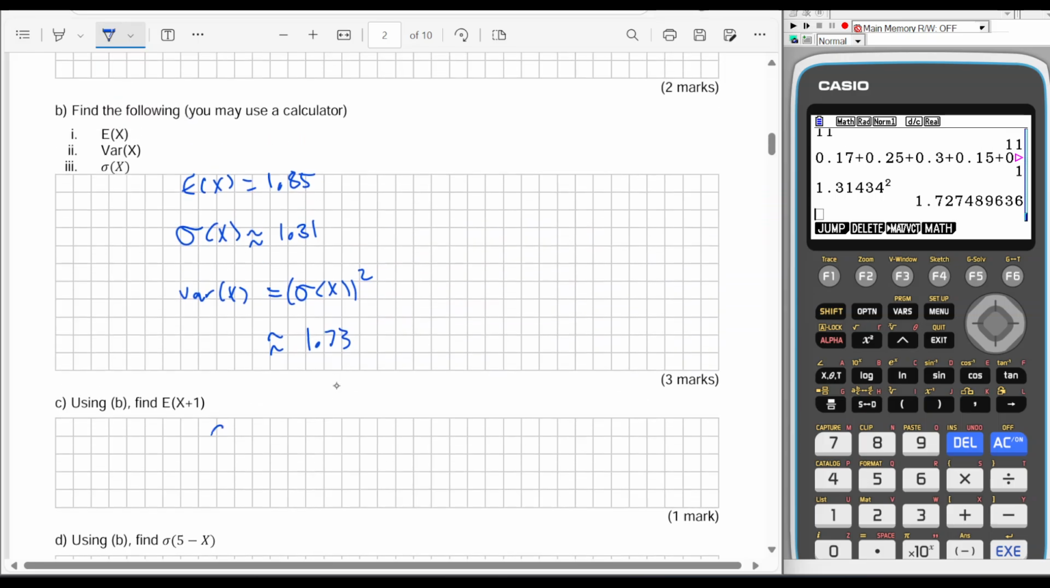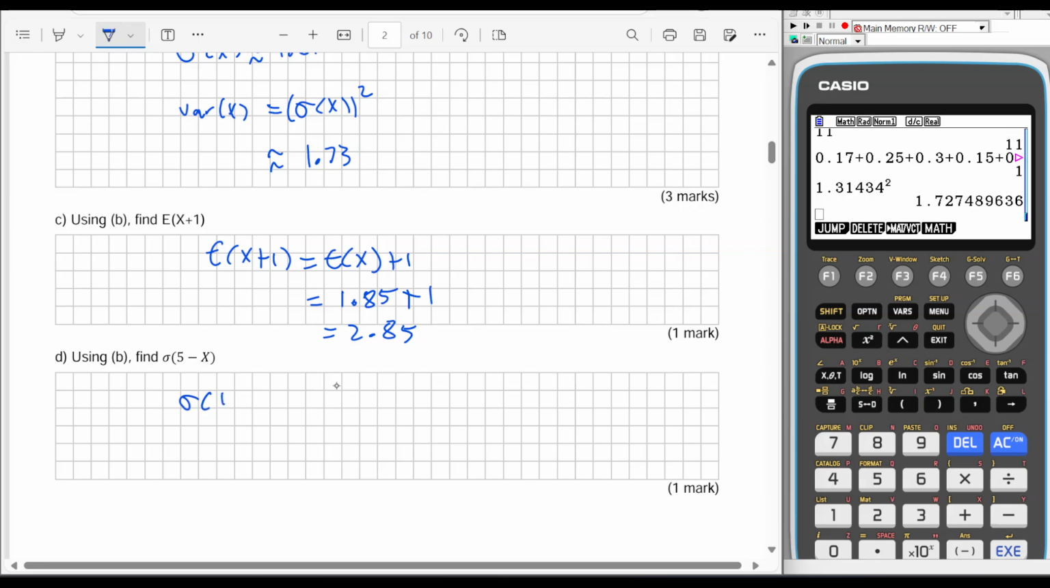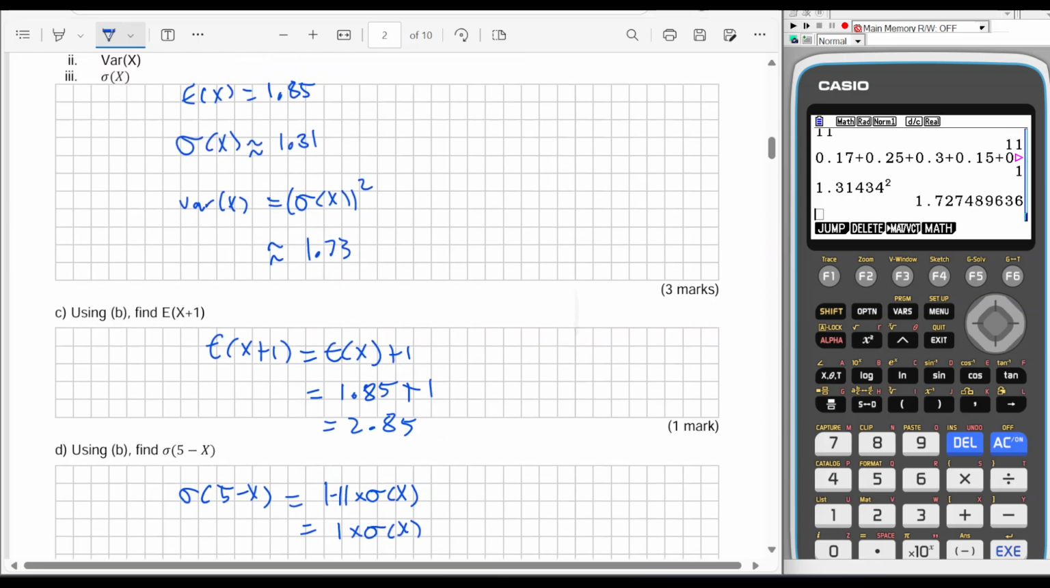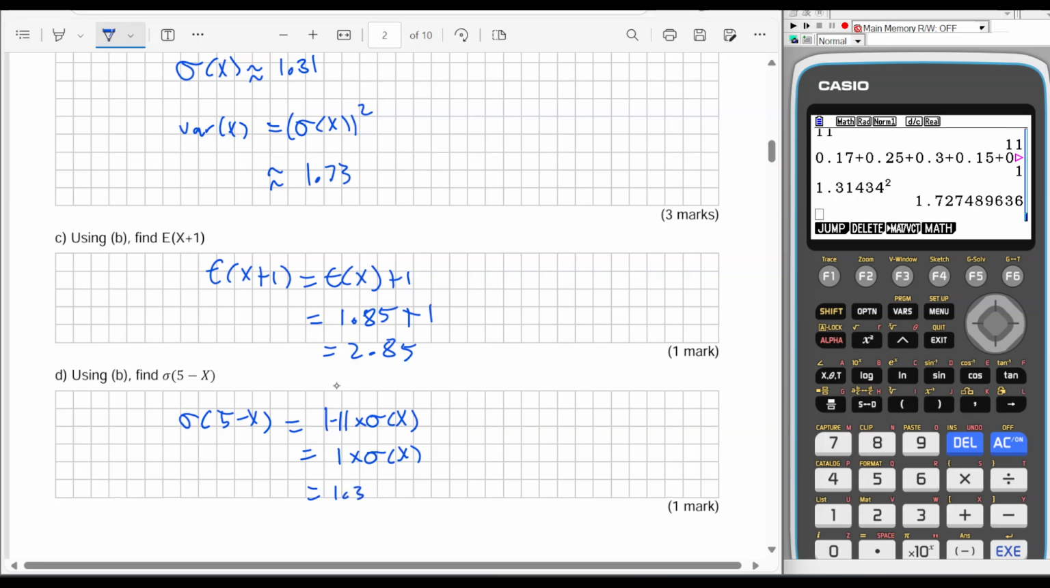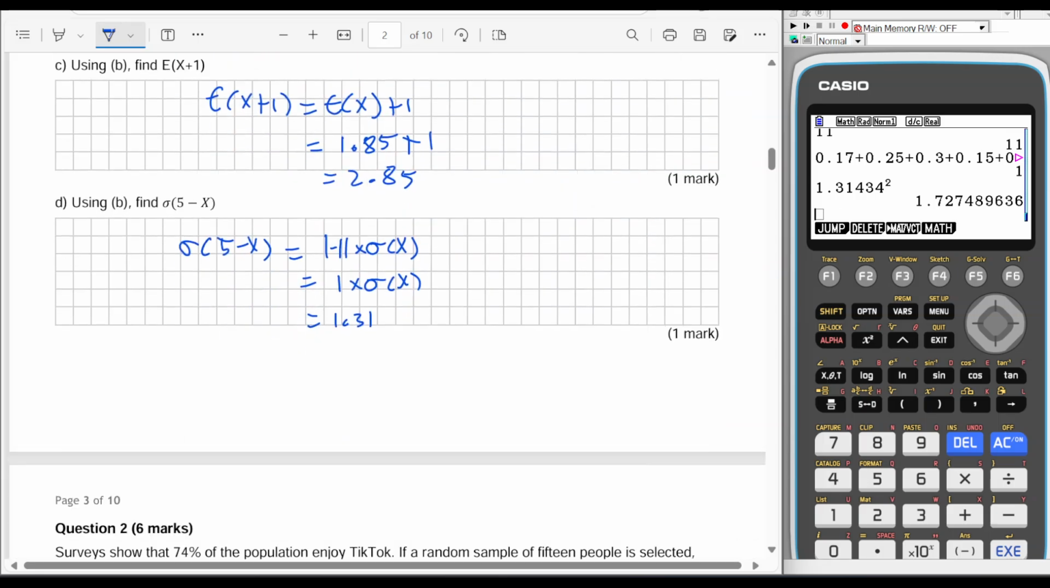E of x plus 1. So E of x plus 1 is E of x plus 1. And E of x was 1.85. So that becomes 1.85 plus 1. So that's 2.85 there. And sigma of 5 take x. So what you need to do, that's mod of minus 1 times sigma of x. So that's 1 times sigma of x. So in fact, that's just the original standard deviation, 1.31. So what you do is you throw out the 5 and the minus 1 that was with the x, we just do mod, so that becomes positive 1.